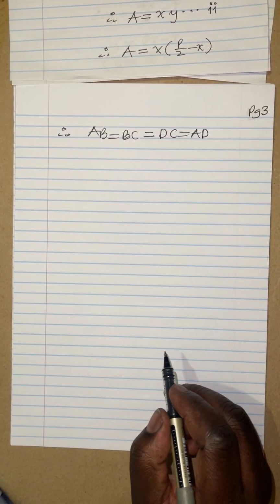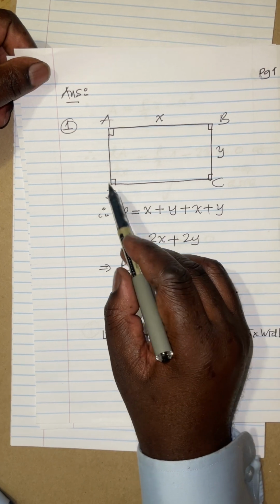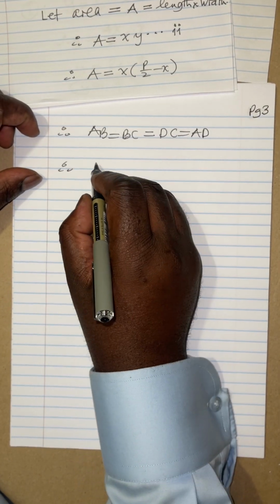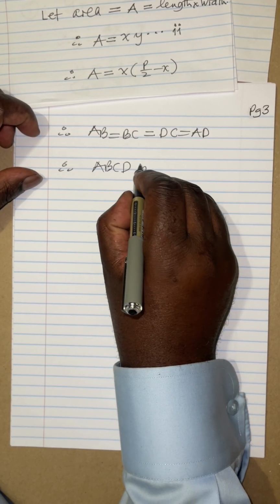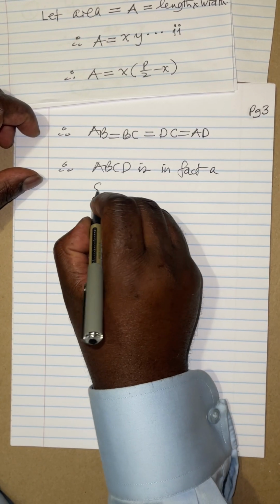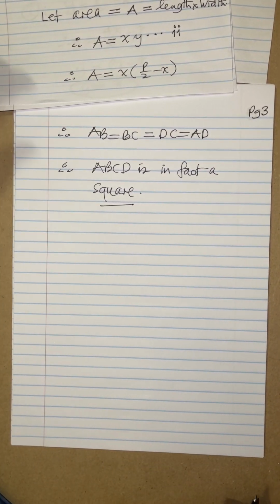What am I talking about? I'm talking about this shape here. AB equals BC equals CD equals DA. And the conclusion is, therefore, we have a square here. Therefore, ABCD is in fact a square. That's how you prove it.